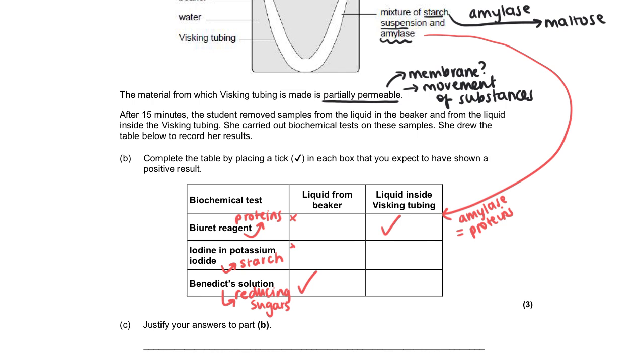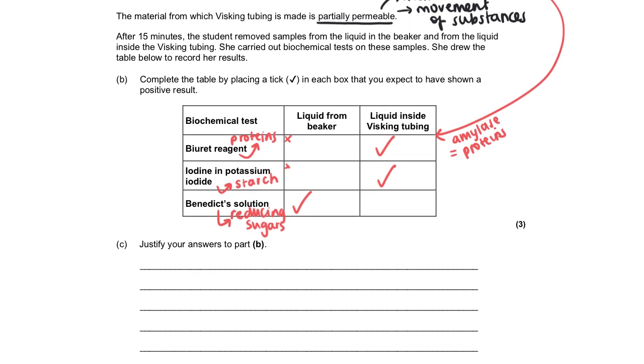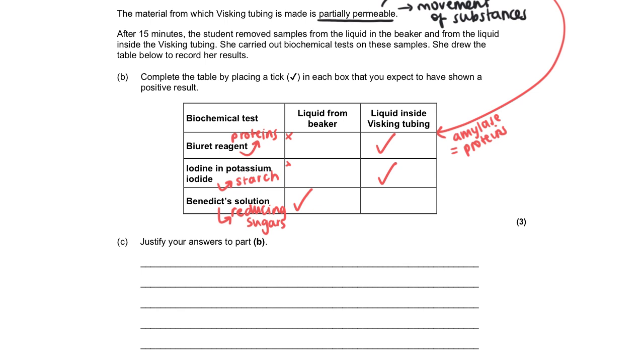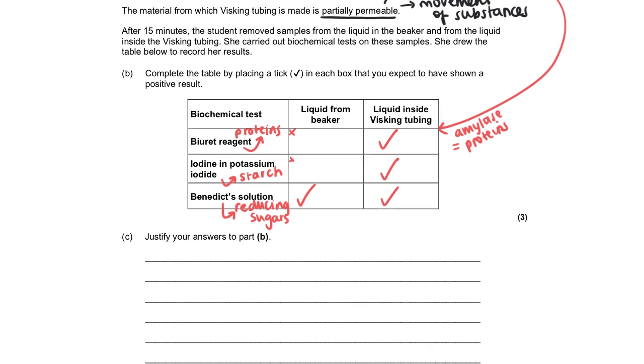For the iodine in potassium iodide, you would have got a mark if you'd put a tick in this or left it blank. So you could have said yes, there's still going to be some starch present, which means that the iodine would go from brown to blue-black, but equally you might have assumed that all of the starch has been broken down by amylase. So you could have had either of those. And then finally, yes, there is going to be some reducing sugars there because the amylase is doing its job.